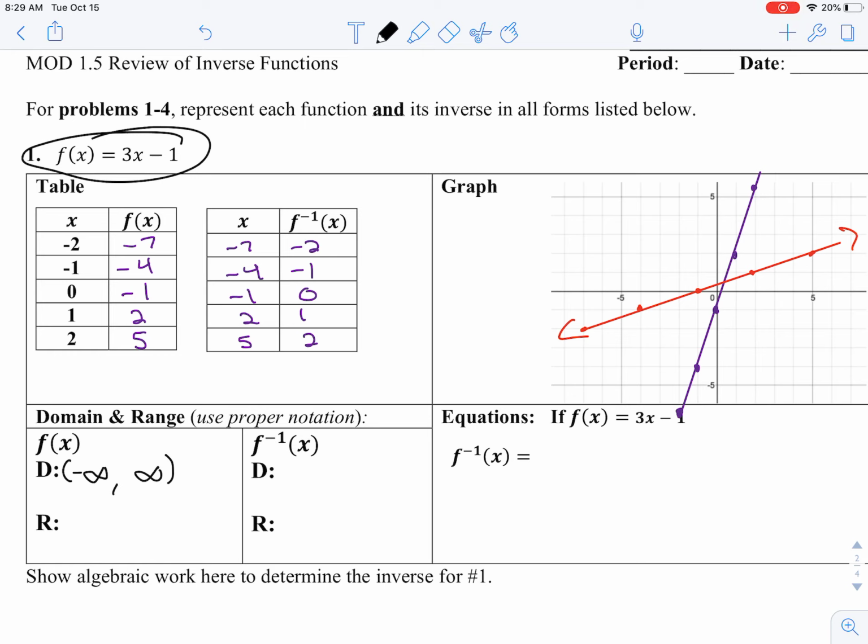So what are our range values? It's the same thing. Could be anything and anything. So we know that in the inverse, the domain and range are switched, and so since in this case they're the same, it's all just -infinity to infinity for this problem.